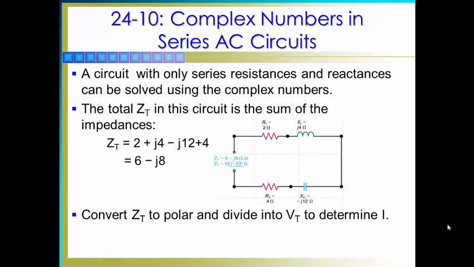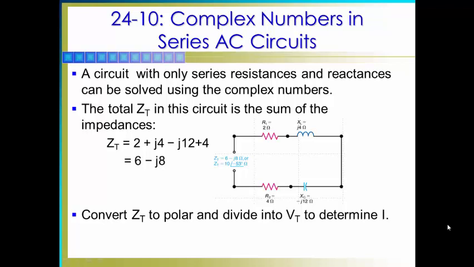Okay, continuing with the second half of chapter 24, which is the complex numbers in the electrical circuit. Let's look at the complex number and its use in a series AC circuit. So let's say we have a series circuit with resistors and the reactances in this case. So we add up all the resistances, which are the real part, and all the reactances.